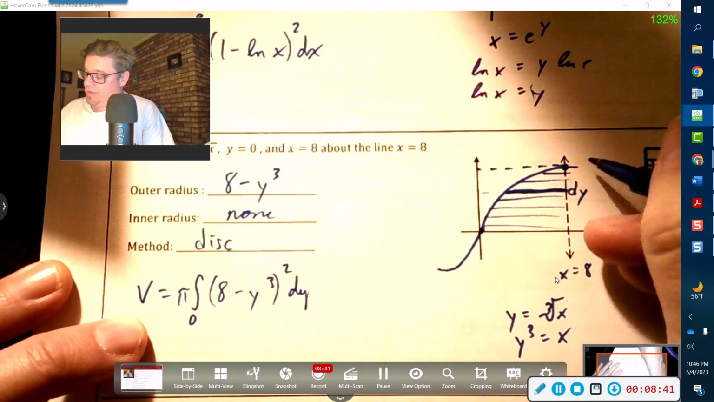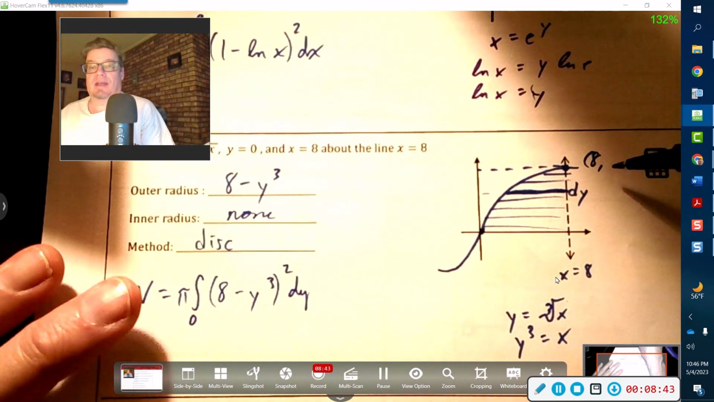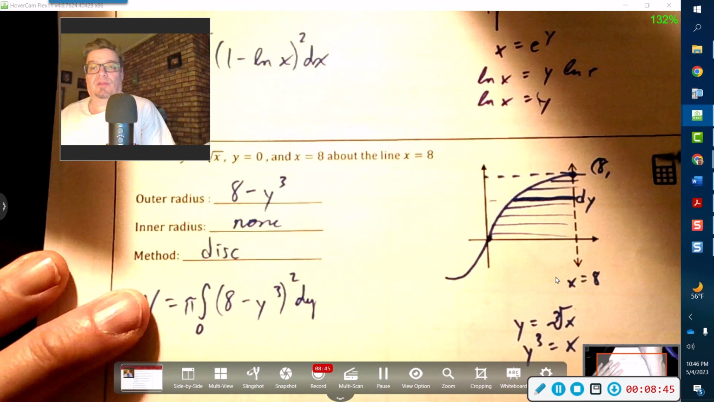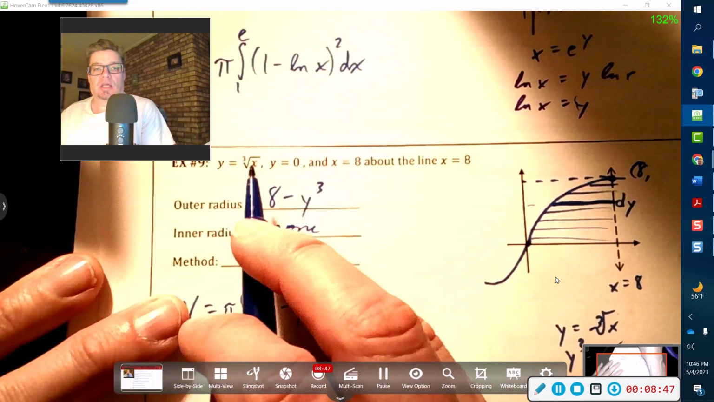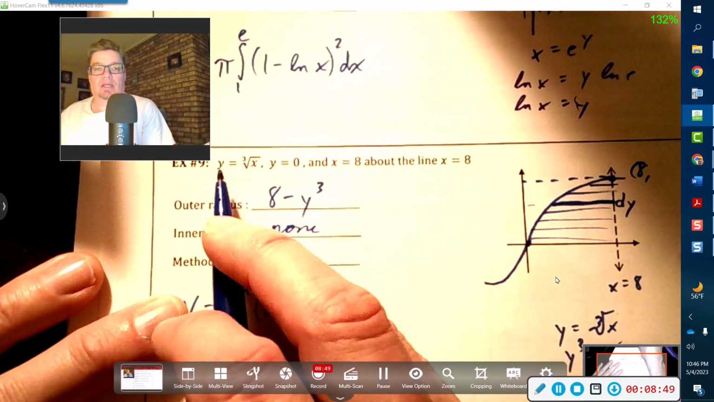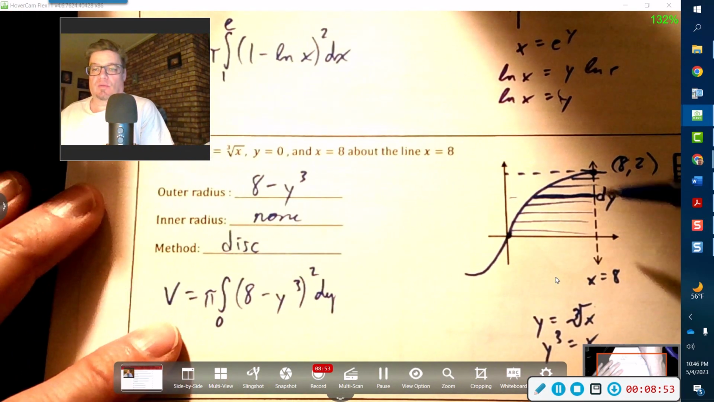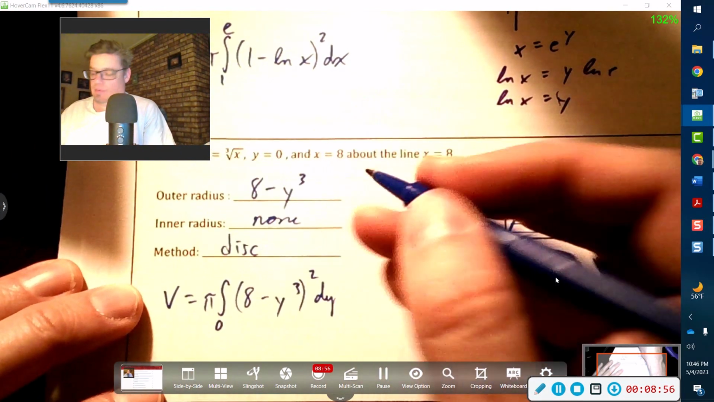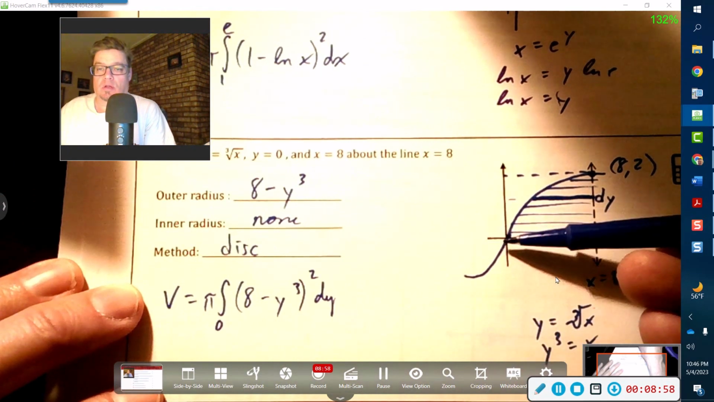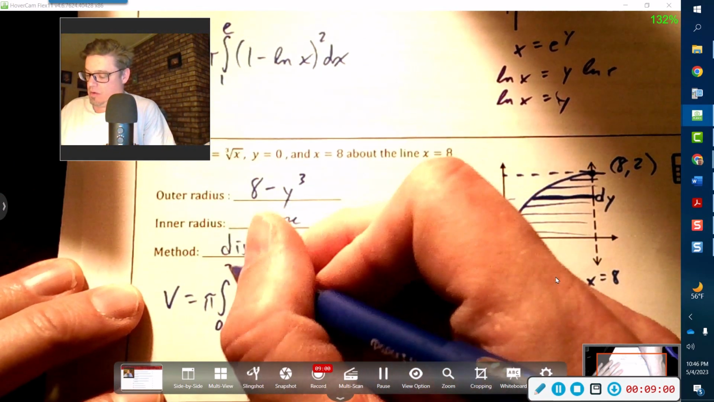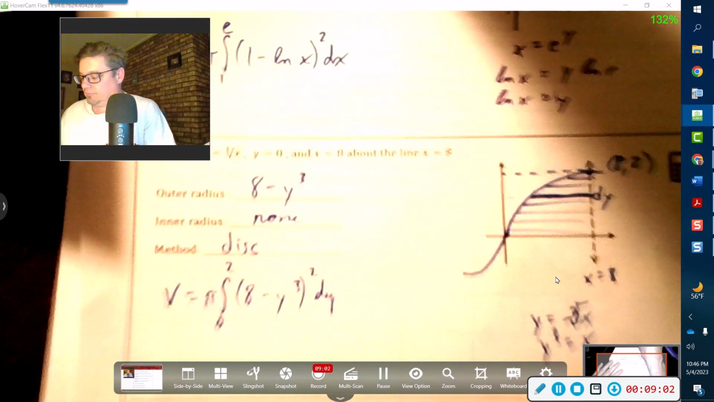So we know that x equals 8, but now we got to figure out what that would be if we plugged an x of 8 into that equation. Our output would be 2. So that's actually 8, 2. Definitely not to proportion here. So this means we would go from 0 to 2. All right, let the calculator do it.